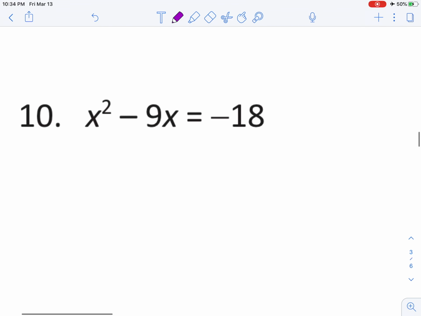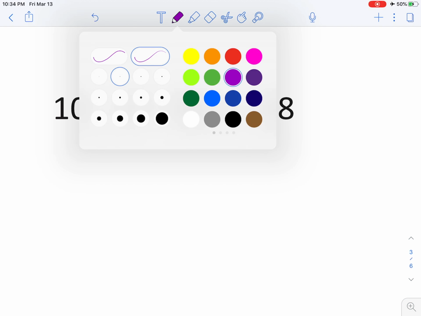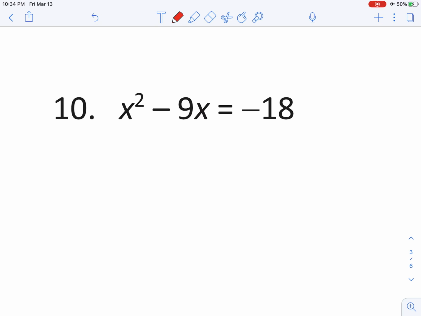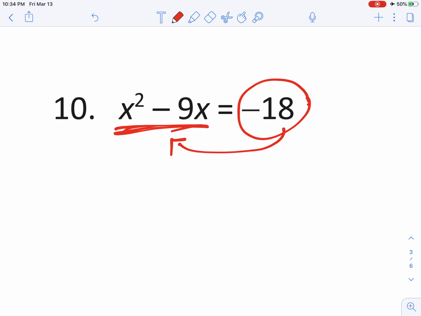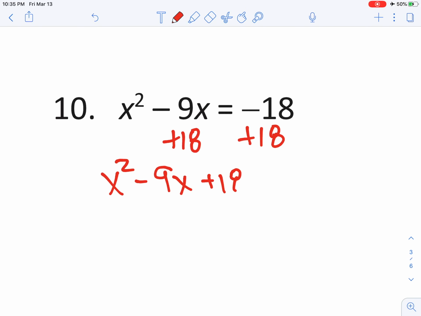Now sometimes we have something that looks like this, and that's just ridiculous looking. It has a negative 18 on the other side. The only way you can do these type, when it has these two x's on the left-hand side, you have to move this. This needs to move over to the other side of the equal sign for us to be able to do this problem. So let's move it. So we're going to add 18 to the other side of the equal sign. And we get x squared minus 9x plus 18 equals 0.